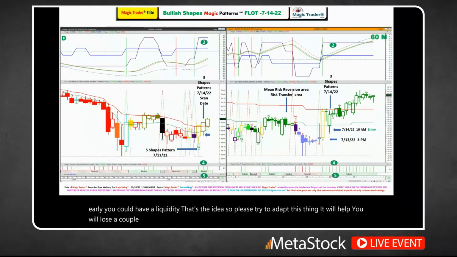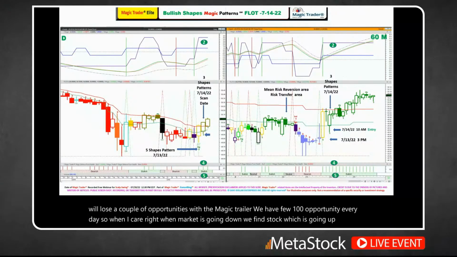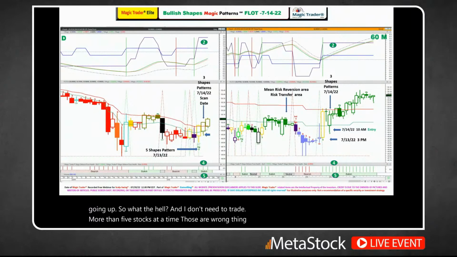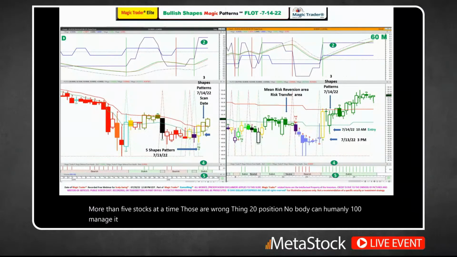With the magic trader, we have a few hundred opportunities every day. So what do I care? When the market is going down, we find stocks which are going up. And I don't need to trade more than 5 stocks at a time. Those are the wrong thing, 20 positions. Nobody can humanly manage it 100%. So you're not a money manager.